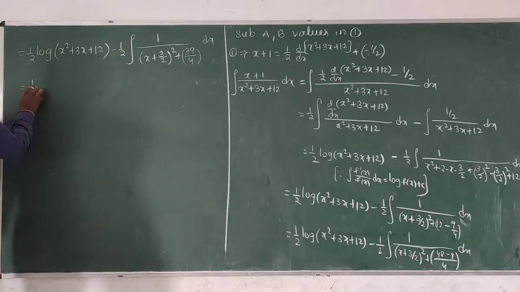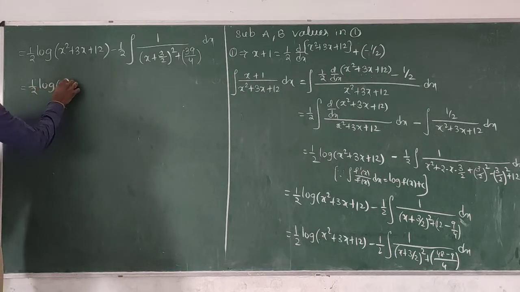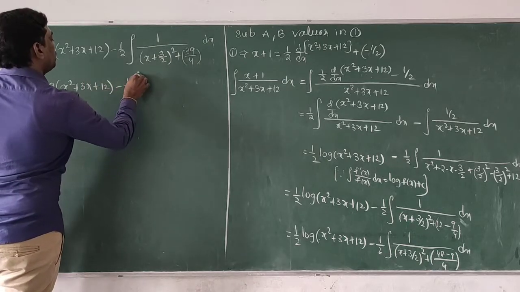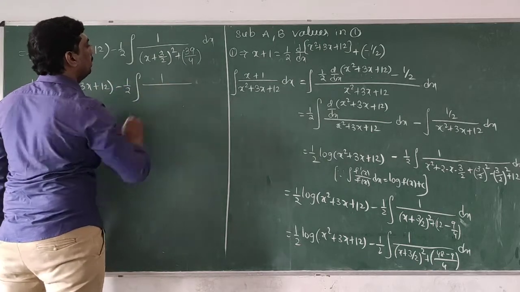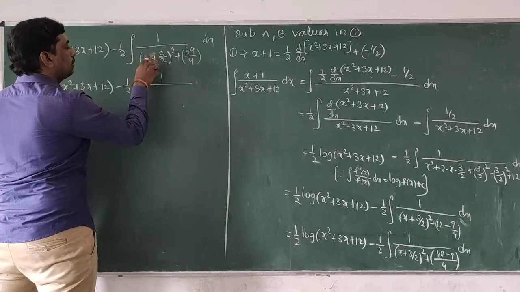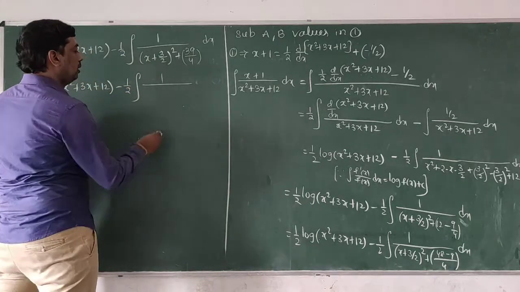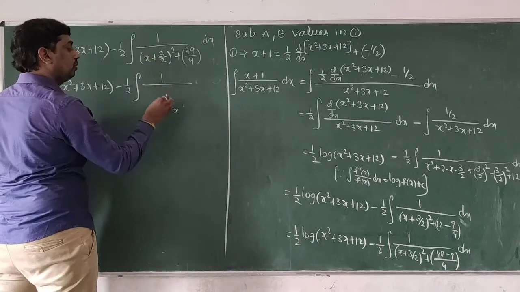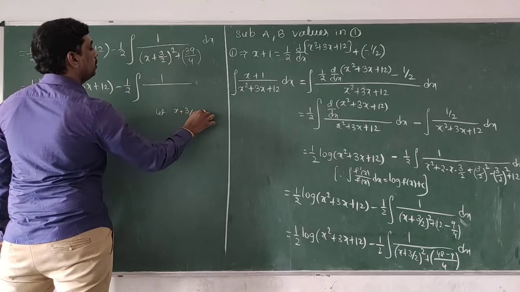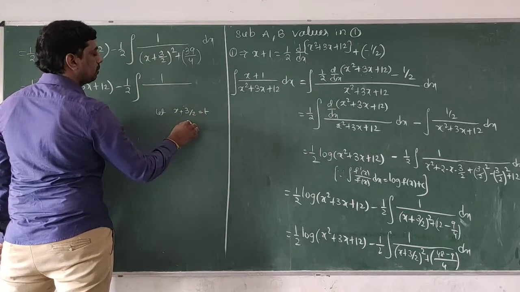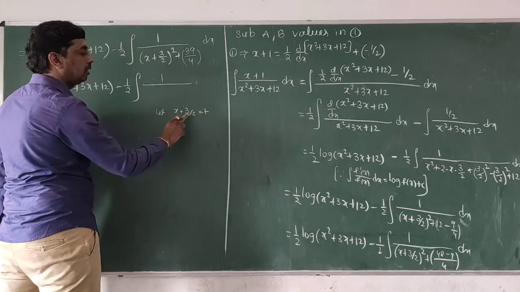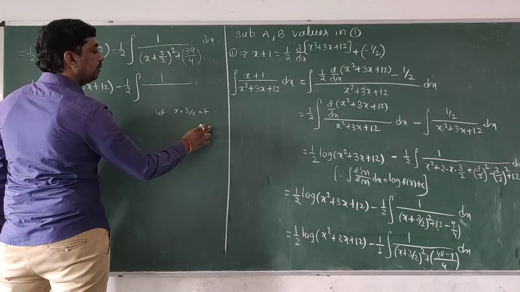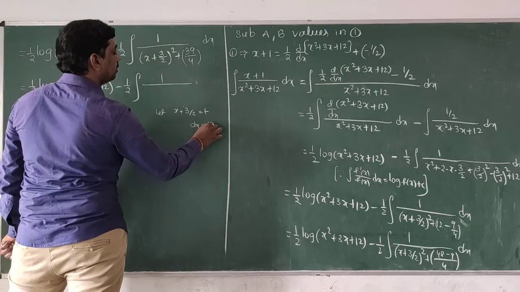So 1 by 2 into log of x square plus 3x plus 12 minus 1 by 2 into integration of 1 by x plus 3 by 2 whole square plus 39 by 4. Here, as in method 1, we assume the total function equal to t. X plus 3 by 2 equals t. Differentiate both sides with respect to x. Derivative of x is 1, derivative of the constant is 0, and derivative of t is dt by dx. So 1 equals dt by dx. Cross multiplying, we get dx equal to dt.